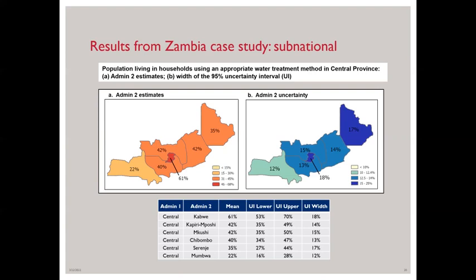So we have the third column from the left has the estimate, and then we have the lower bound of the uncertainty interval, the upper bound of the uncertainty interval, and then the width, which is just the upper bound minus the lower bound. So I will add a note here that another value that we plan to add to these tables is a population metric.